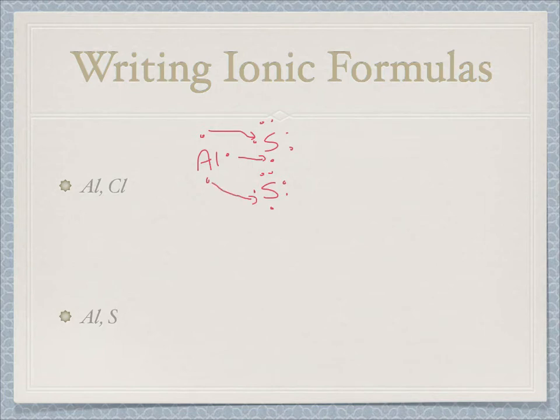But now this aluminum's happy, but this sulfur isn't. He says, I need another aluminum. So now we find another aluminum, and he takes this one. Now we've got 1 aluminum happy, 2 sulfurs happy, but this last aluminum is still not happy. So he says, I need to find another sulfur. So he does that. When we're all said and done, we've had 2 aluminums and 3 sulfurs.